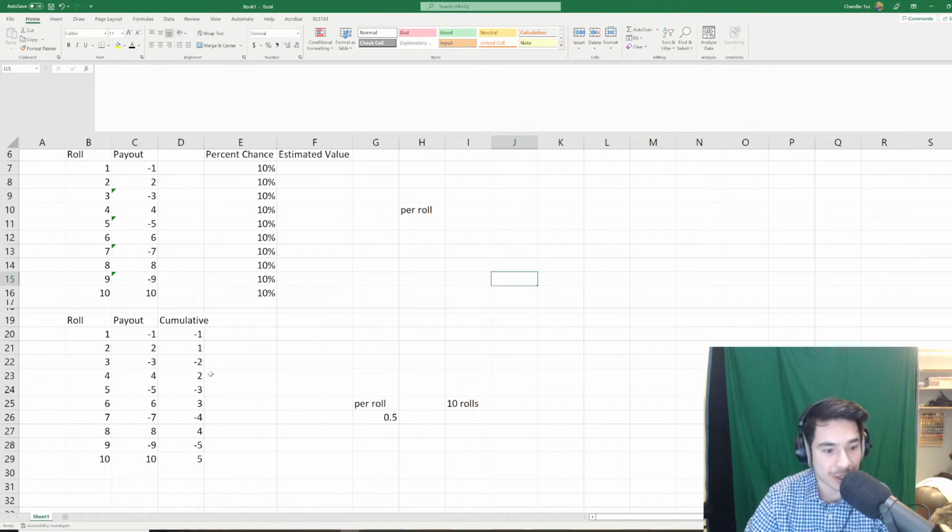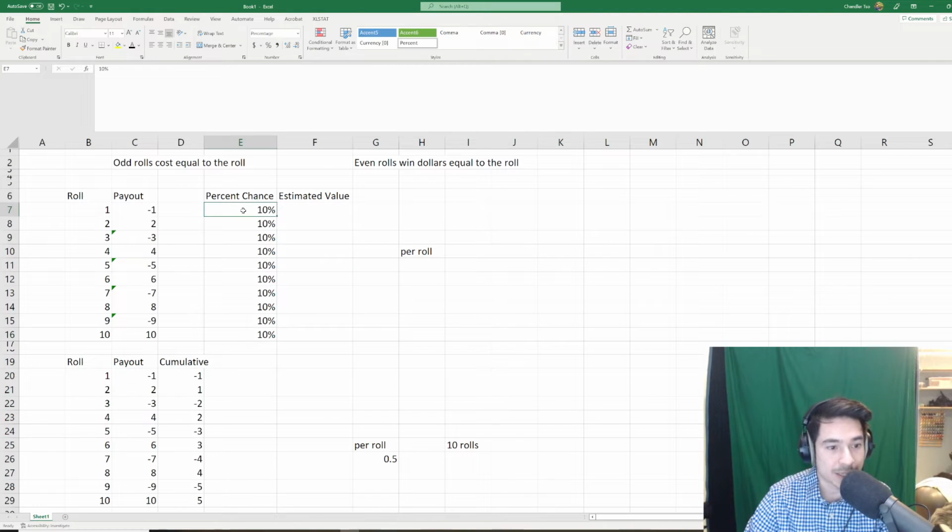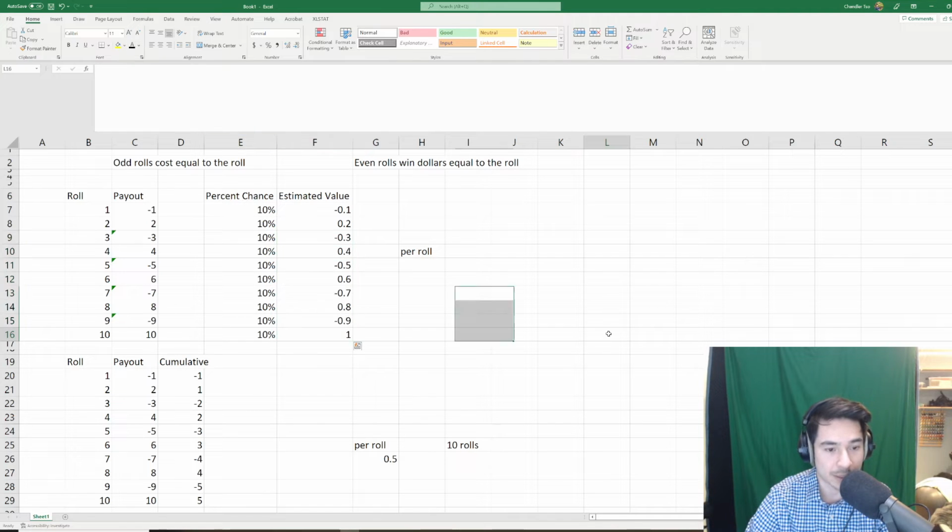Now let me show you the math of how to calculate this without having to do this weird type of scenario, okay? So, like we said, there's a 10% chance of each outcome happening. What we can do is multiply the outcome by the percentage, right? So we have negative 1 here as the outcome. It's the payout. We lose $1 times 10% equals negative 0.1. 2 times 10% is going to be 0.2, and you get the idea here, right? It's just multiplying by 0.1.